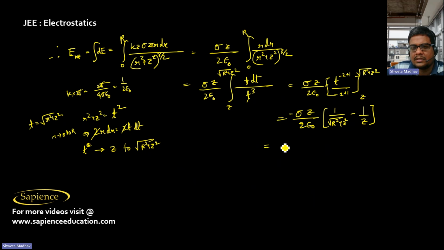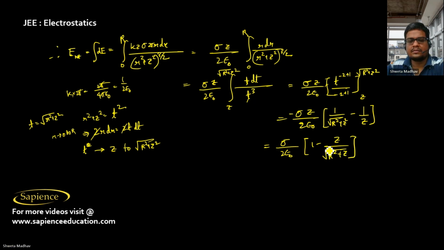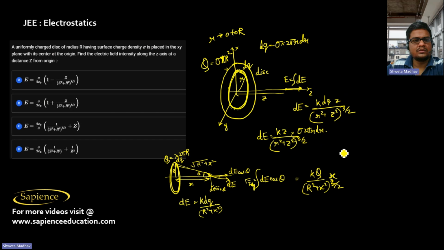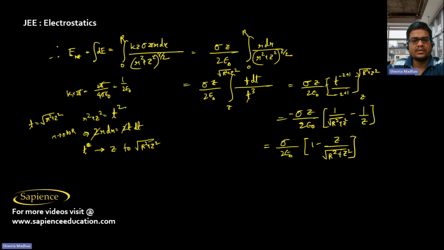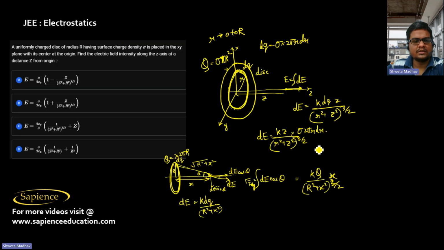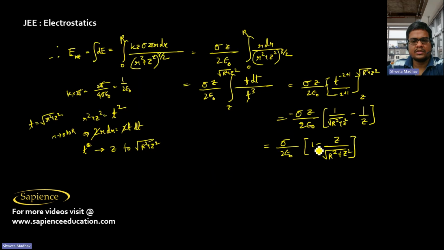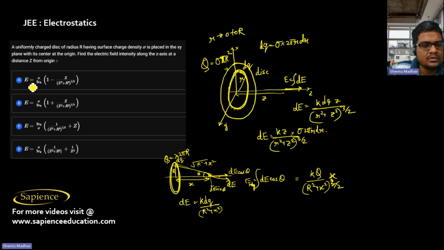Or I can say this will be sigma by 2 epsilon naught into 1 minus z by root over r square plus z square. Sigma by 2 epsilon naught into 1 minus z by (r square plus z square) power half. So it means that option A is the correct answer.